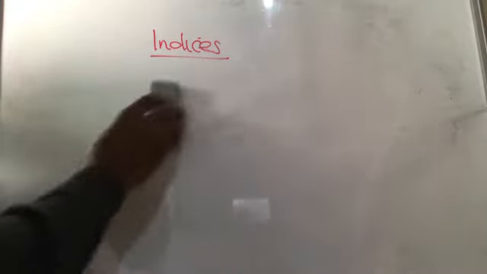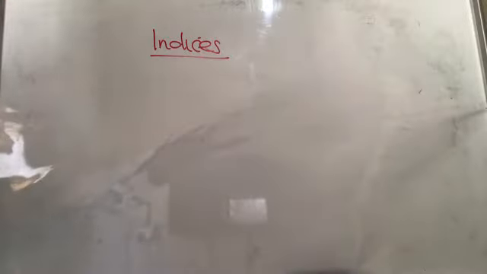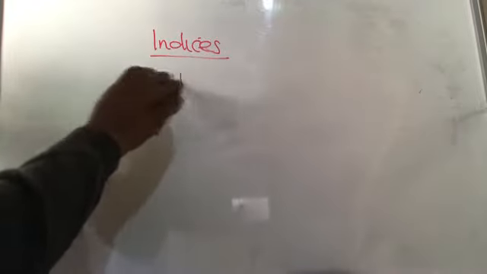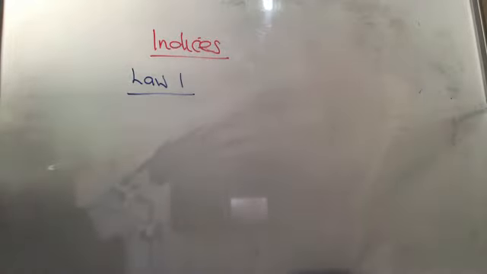Now, let's write law number 1. So what does law number 1 say? Law number 1 simply says, when multiplying numbers of the same base, we add the powers. Remember we said an index has got a power and a base. So law number 1 is clear. And what does it state? I'm going to write it now, just like what I've said.